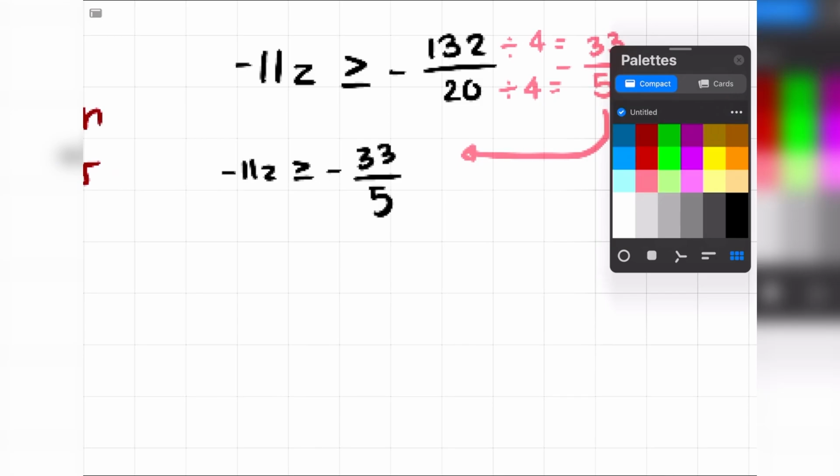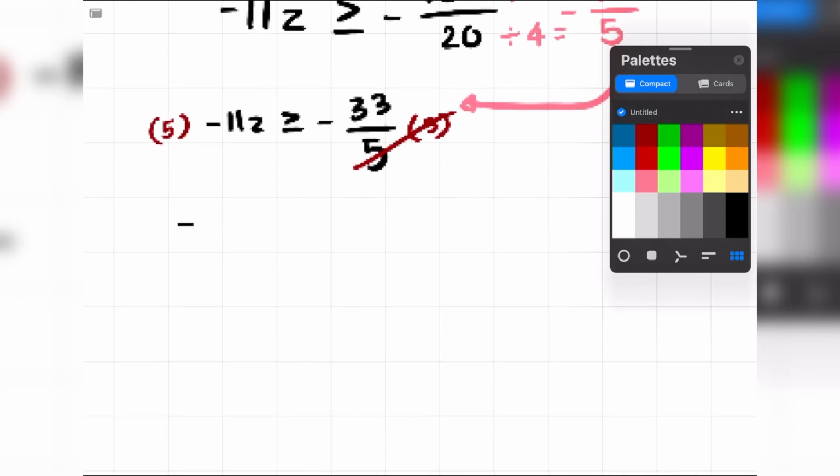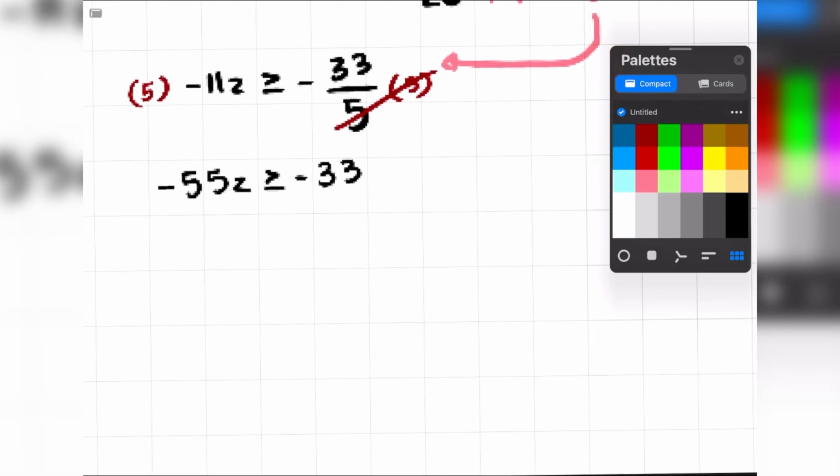Boom. Okay, next step, you want to get rid of the fraction. Now that we have smaller numbers, we're not multiplying by 20 on both sides. We can now multiply by 5 and get the same result. That's why we do it. It makes it easier. Multiply both sides by 5. That'll cancel out this 5 over here, and 5 times negative 11z is negative 55z is greater than or equal to negative 33. Now look at that. By doing those two steps, we have removed all the fractions. So now things get a little easier.